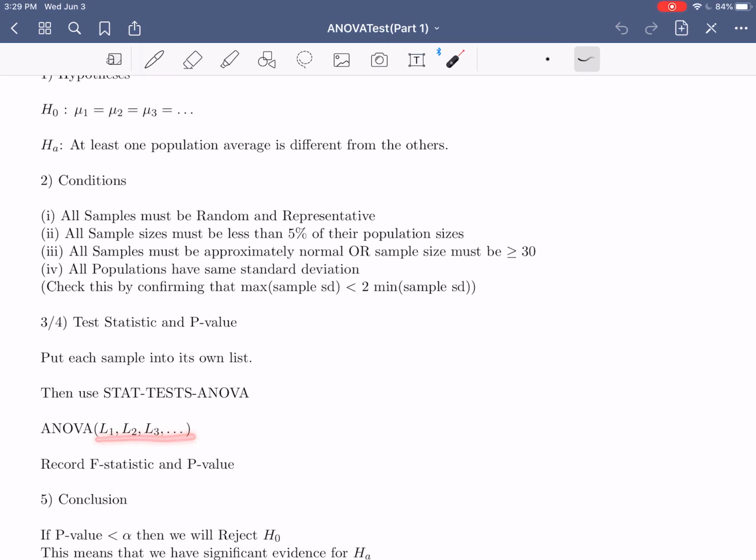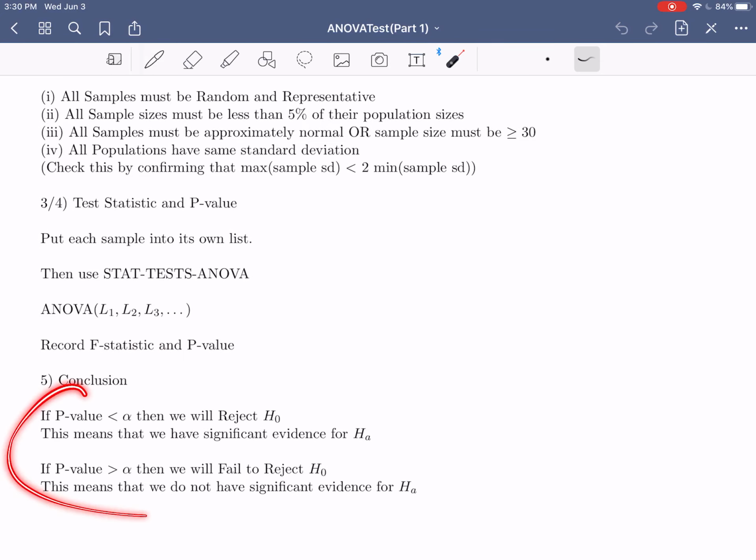And then inside the parentheses, you'll want to type in L1, comma L2, comma L3. If L3 is your last list, then you'll just end with a parenthesis. If there are other lists, then you'll have to do comma L4, comma L5, etc. Then close up the parentheses and hit enter, and the calculator will give you the test statistic, which in this case is an F statistic, and the p-value. So there won't be any formula that you'll need to plug into. The calculator will take care of both the test statistic and the p-value for you. But just to be consistent, we will want to record both of those.